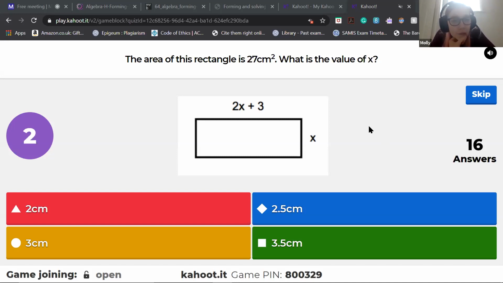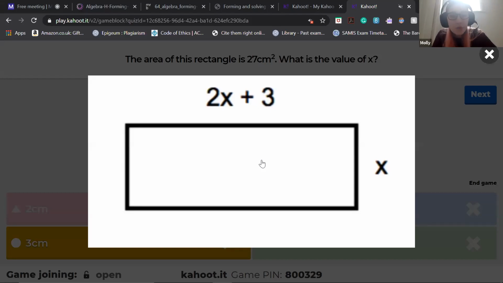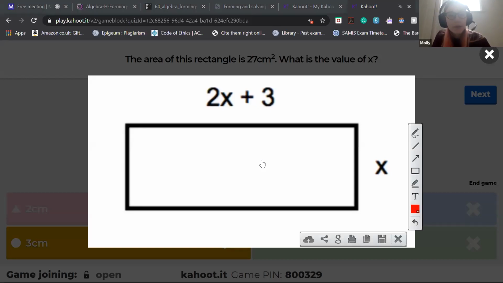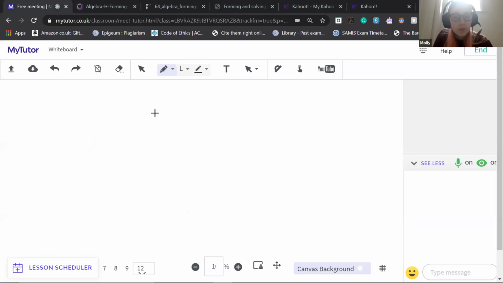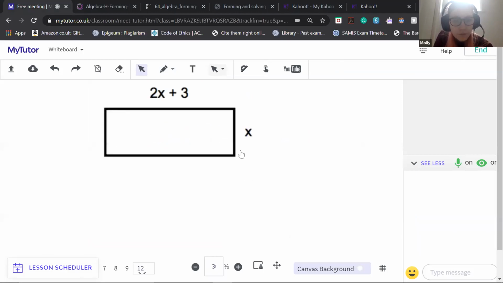Okay. Again, like I said, it's a slightly trickier one, so let's see. Okay, cool. Well done. It was still a majority who got it, so let's give this one a go. So we know that the area is 27 centimeters squared. Ooh, did that even paste? There we go.